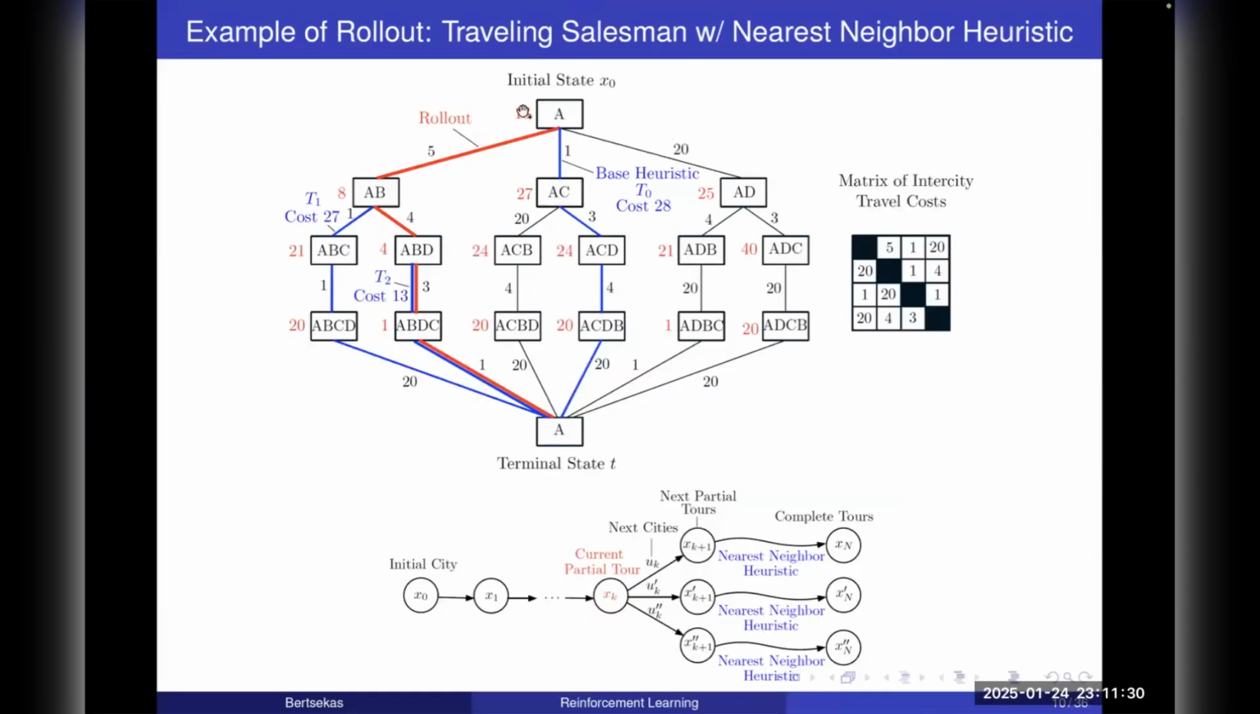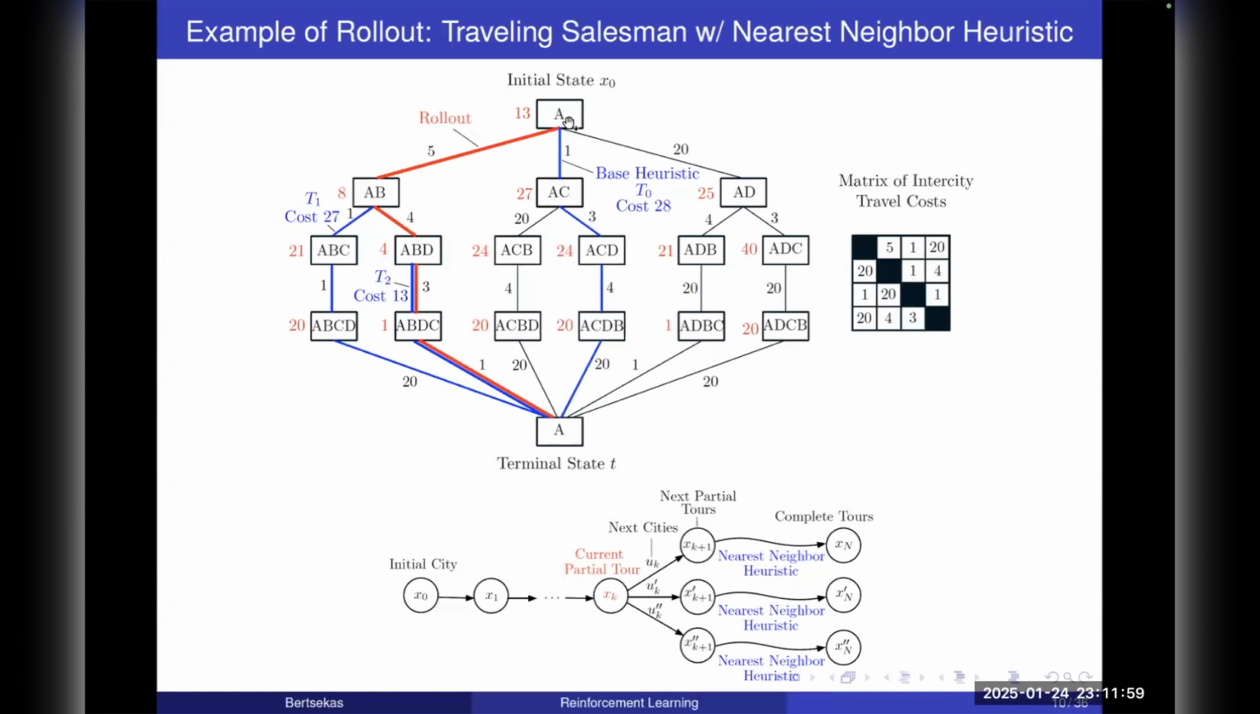Okay, so let us now illustrate rollout by using the traveling salesman example that we had used in the previous lecture. Again, here we have 4 cities, A, B, C, and D, and there are travel costs associated with going from one city to the next, and they're given by this matrix here. So from A, I can go to B at a cost 5, to C at a cost 1, and to D at a cost 20, and so on.